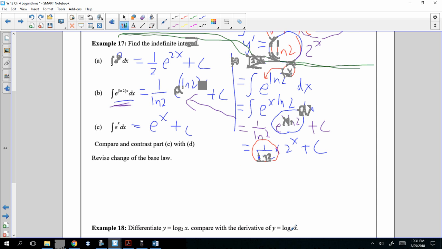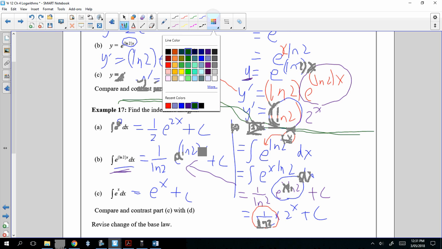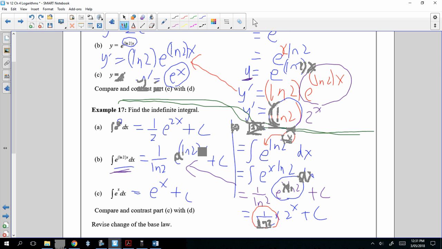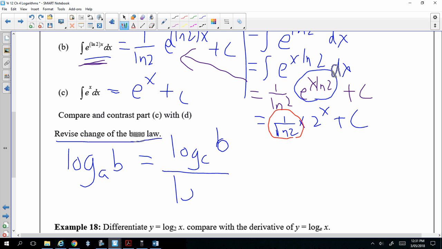Okay, let's go back here. Now revise change of base law. What's change of base law? Log base a of b is equal to log base c of b over log base c of a. Okay. So we're going to use the change of base law to help us differentiate log base 2 of x.